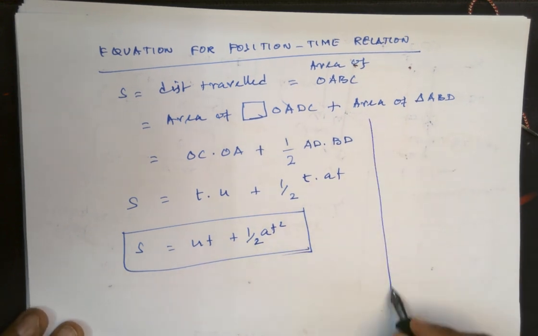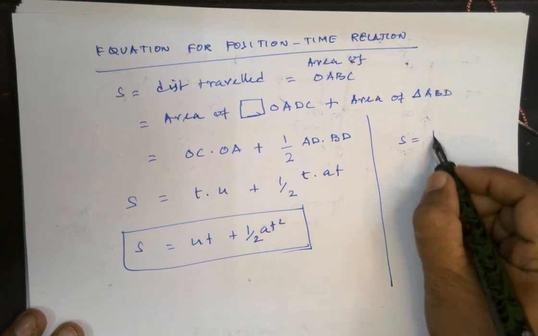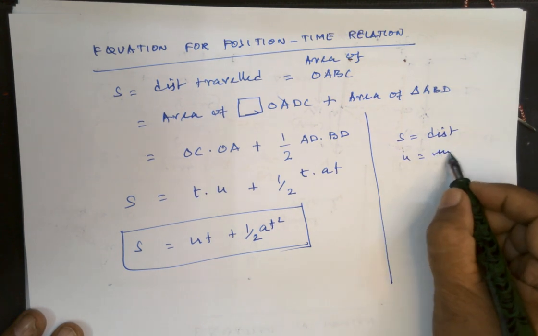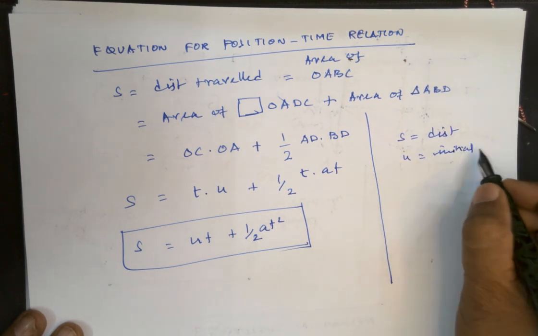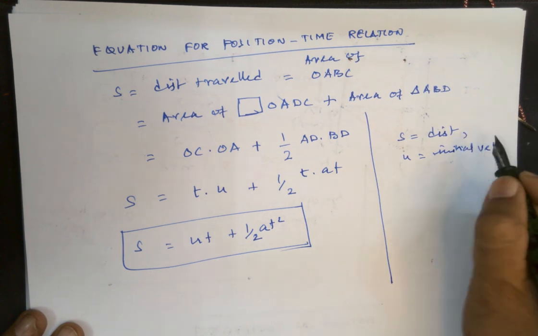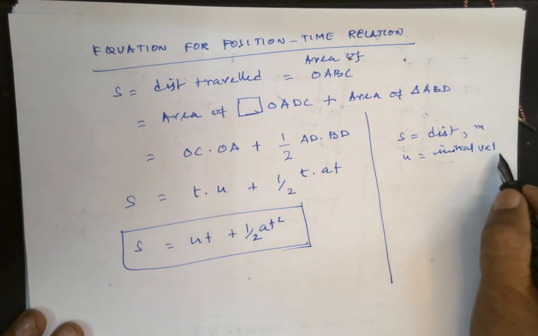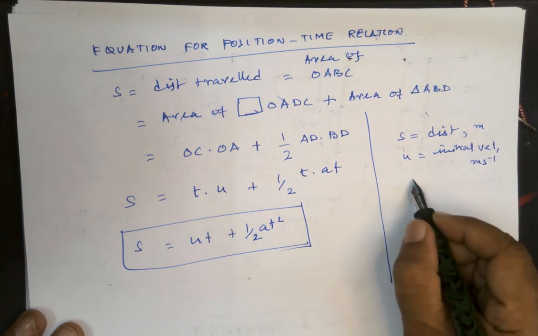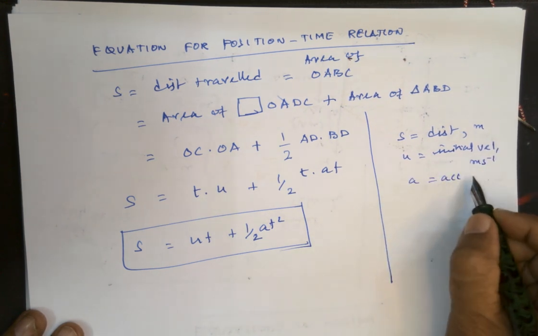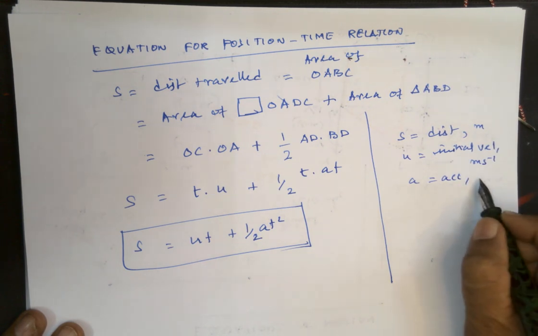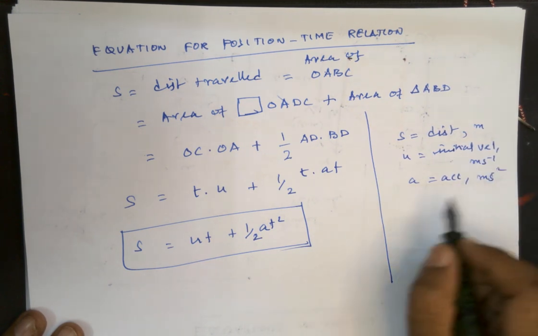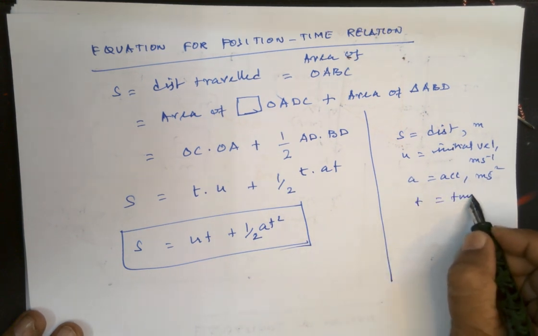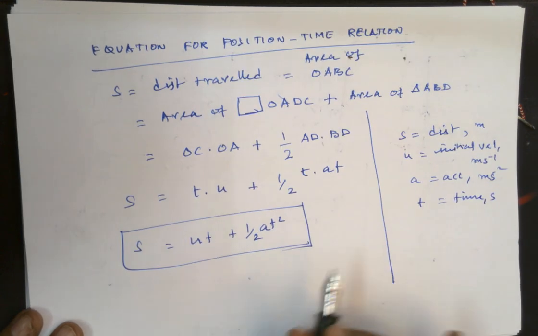So here, what is S? Distance or displacement. U, initial velocity, and the unit is meter per second, ms power minus 1. And A, acceleration. What is its unit? ms power minus 2, meters per second squared. And what is t? Time, that is given in seconds.